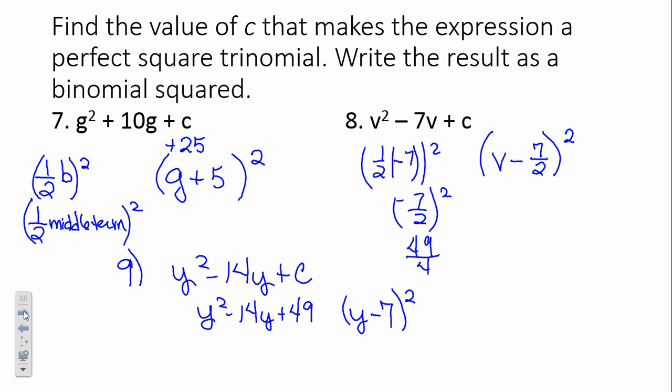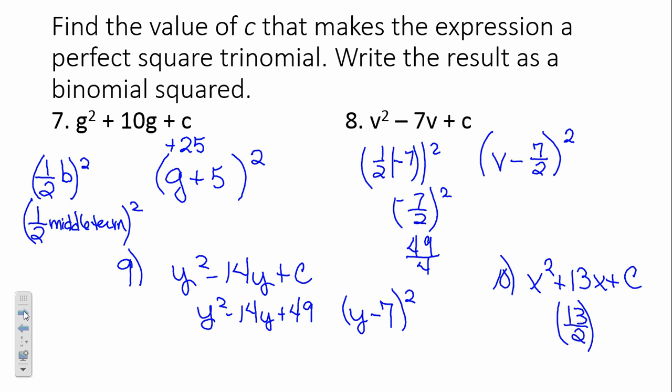Okay, so let's look at one more fraction one. I'm sure we've got another one. Which other one's going to be a fraction? 10. Okay, let's do 10. We have x squared plus 13x plus c. So all you have to do is say half of the middle term is 13 halves. You can leave it as a fraction.